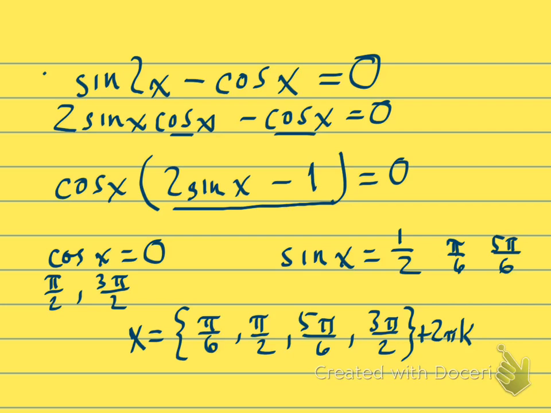And there you go. Again, we put all four answers in a pair of braces and add 2 pi k, and we're done, folks.